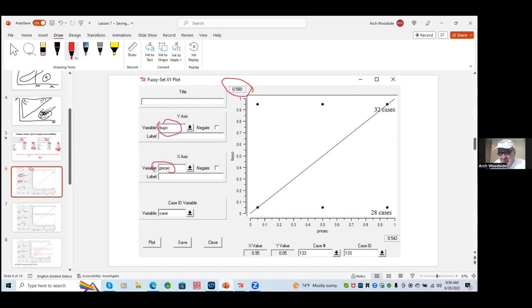So we have a lot of cases that bought with high price, but we had a lot of cases that did not buy with high price. So we want to do better than this. We want these cases to shift to the left by adding in additional conditions so that our consistency level gets up to 0.8 or 0.85 or 0.90.